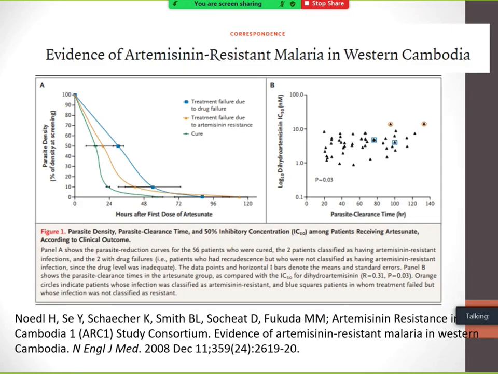Another thing to bring up too is this is from 2008 New England Journal. Like everything, you start exposing organisms to a drug, they'll find a way around it. There is resistant malaria that are in the world. This was from Cambodia. So even though it's our first line drug, there are increasing rates of resistance to it.